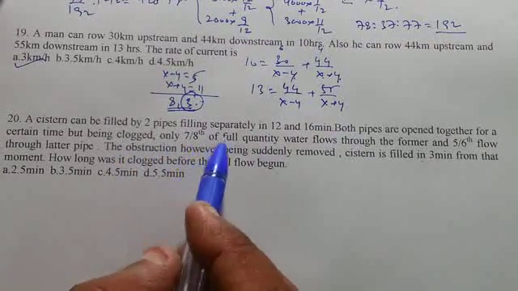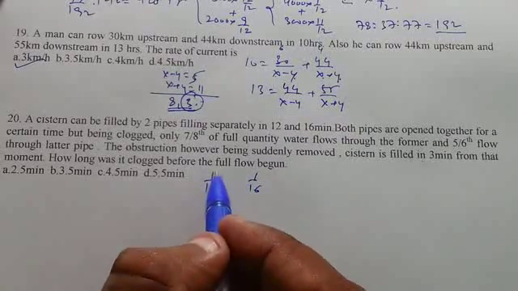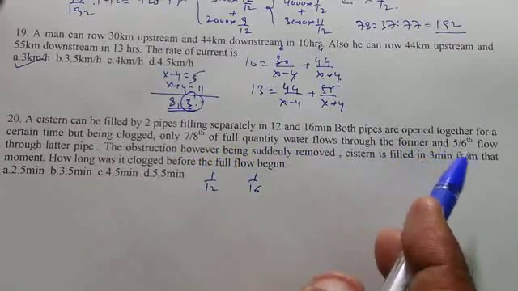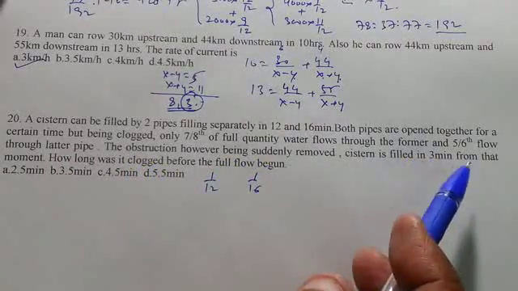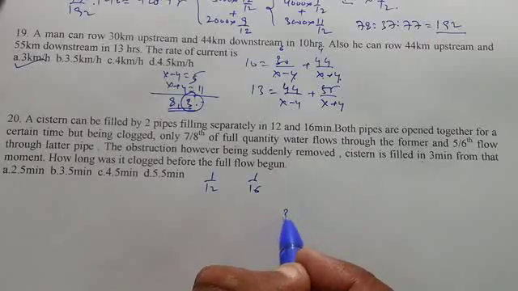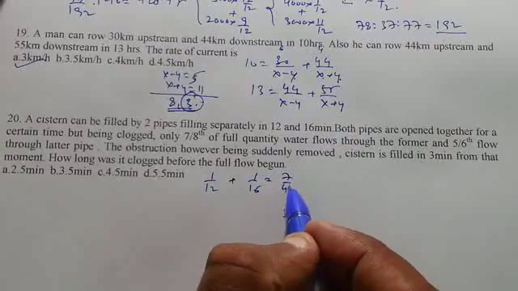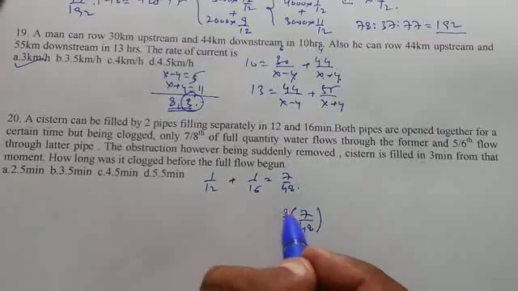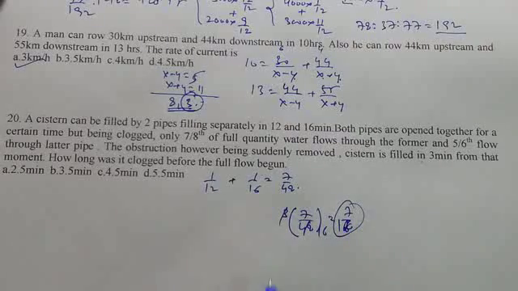A cistern can be filled by 2 pipes filling separately in 12 minutes and 16 minutes. So in 1 minute they can fill 1 upon 12 and 1 upon 16. Due to some clogging, 7/8 of the water flows through the former and 5/6 flows through the latter pipe. That means their efficiency is decreased. But when the clogging is removed, in the last 3 minutes, they both are working at full flow. So both pipes work with full efficiency, filling 7 upon 48 per minute. So in the last 3 minutes, 7 upon 16 can be filled.